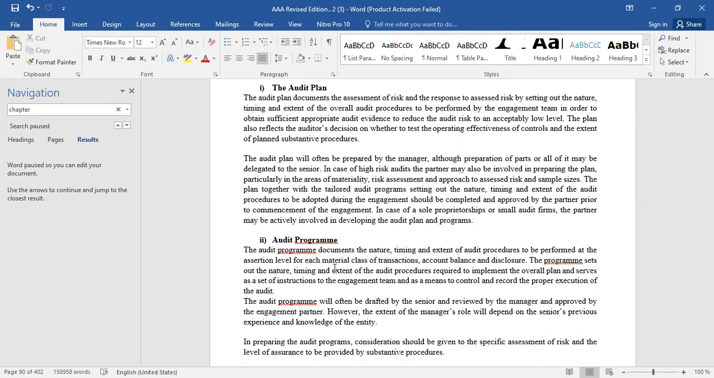Now, the audit program will often be drafted by the senior and reviewed by the manager, meaning that you will say, these are the procedures that I'm going to follow. So the audit program and these procedures are quite the same. But you have to say, in the morning, I will do this, I will look at PPE. When I'm looking at the PPE, I will look here and here and here. Then again, in the afternoon, I look at loans.